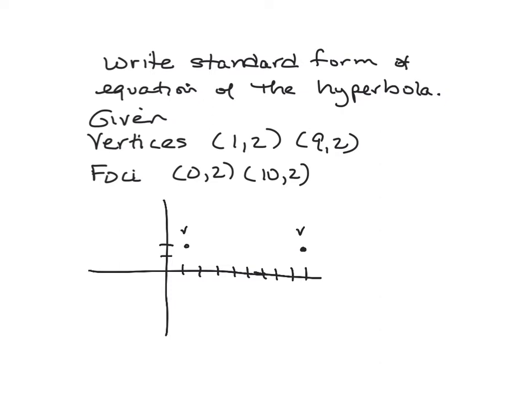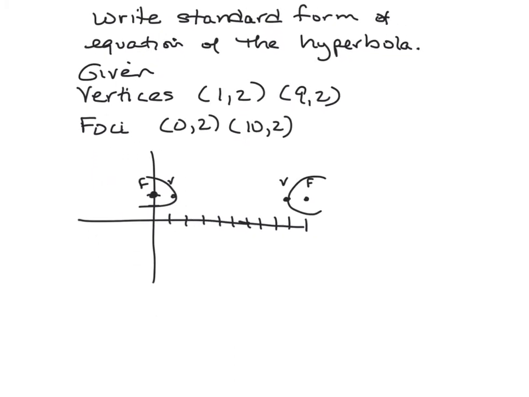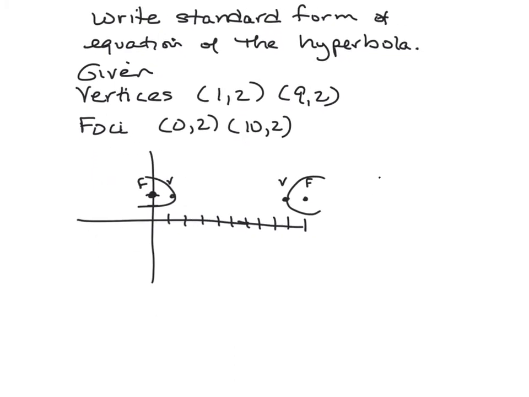Then I also have foci at 0, 2 and 10, 2. Your hyperbola will surround the foci, so you can see that this hyperbola is going to be horizontal. So the equation that I'm going to be filling in is x minus h squared over a squared minus y minus k squared over b squared equals 1.